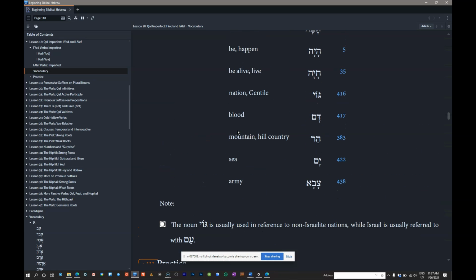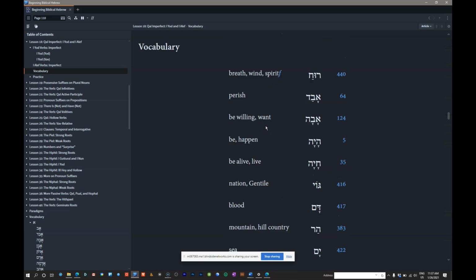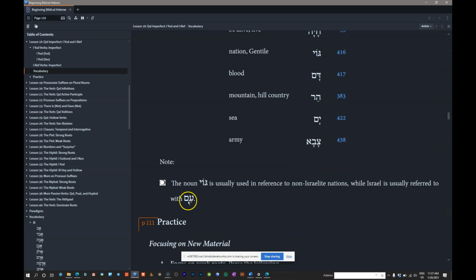So goy means nation, it means Gentile, but it really means other nation. I think that's a better way to think of it. Goy is like a foreign nation to Israel. That's why we often translate it as Gentile. The difference between goy and am, which I don't think was a previous word, is that am just means a people, a group of people, a people group, something like that.